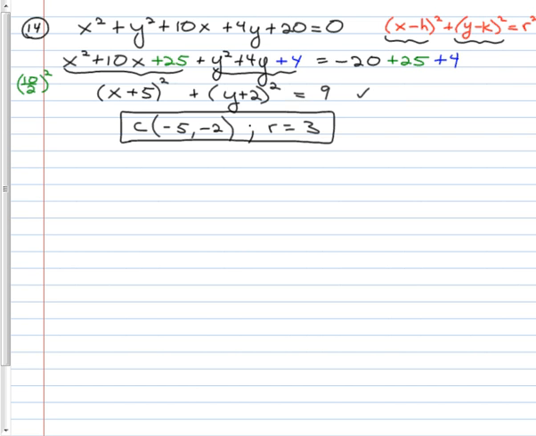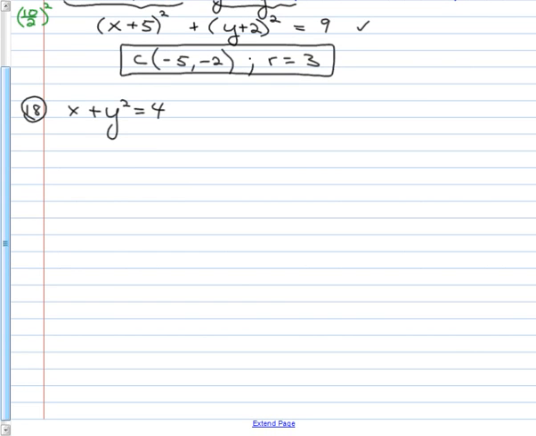Determine whether the equation defines y as a function of x. So 18, x plus y squared equals 4. To be a function, what does it mean if something is a function? Every x gives exactly one y. So we're going to solve for y and determine whether we think this is a function or not. So subtract x. Y squared equals negative x plus the 4 that's there.